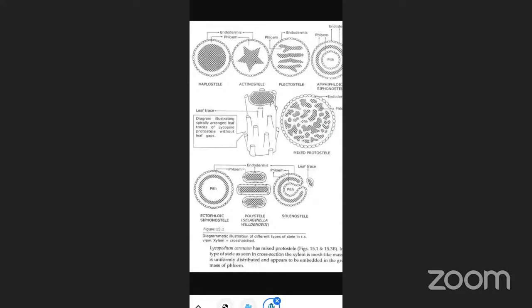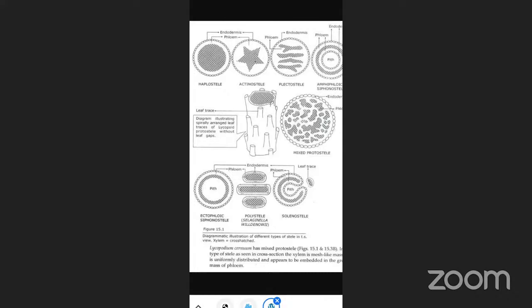size but has also developed as a complex structure. So that is the differentiation. This vascular system is gradually developed. The vascular system appears for the first time in the Pteridophyta only. That's why they are called vascular cryptogams.